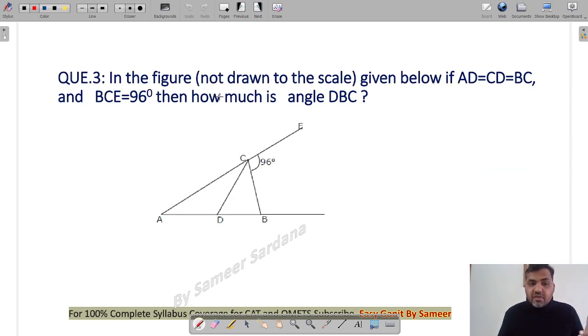Here's question number 3. In the figure, not drawn to scale, given below, if the lengths of AD and CD are the same, which is the same as the length of BC, and the value of angle BCE is 96 degrees, what is the value of angle DBC? Again, a question which is based on the property that we have just discussed. See guys, use this. Can you see this, guys? The lengths of DC and BC are the same, right?